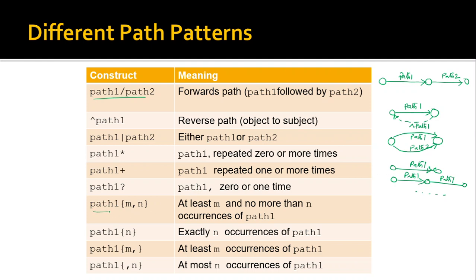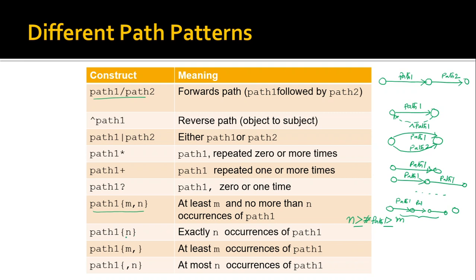Now if you have path 1 with m, n, that means if you have two nodes and you have a chain here of, say, path 1, so every property is path 1, right? Now you should have at least m repetitions, but no more than n repetitions, right? So the number of repetitions will be greater than or equal to m. The number of intermediate paths or repetitions will be greater than or equal to m, but the number of path 1 should be less than or equal to n, right?